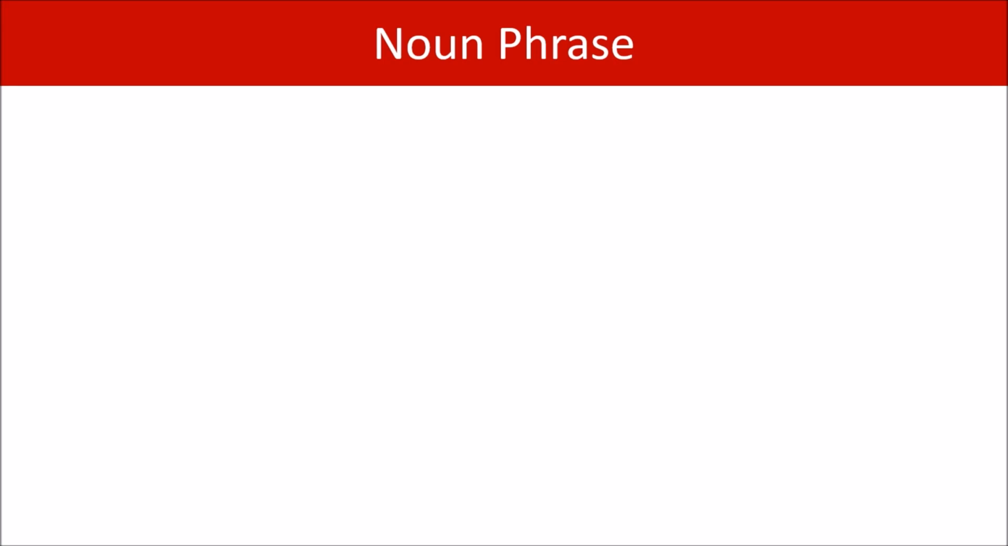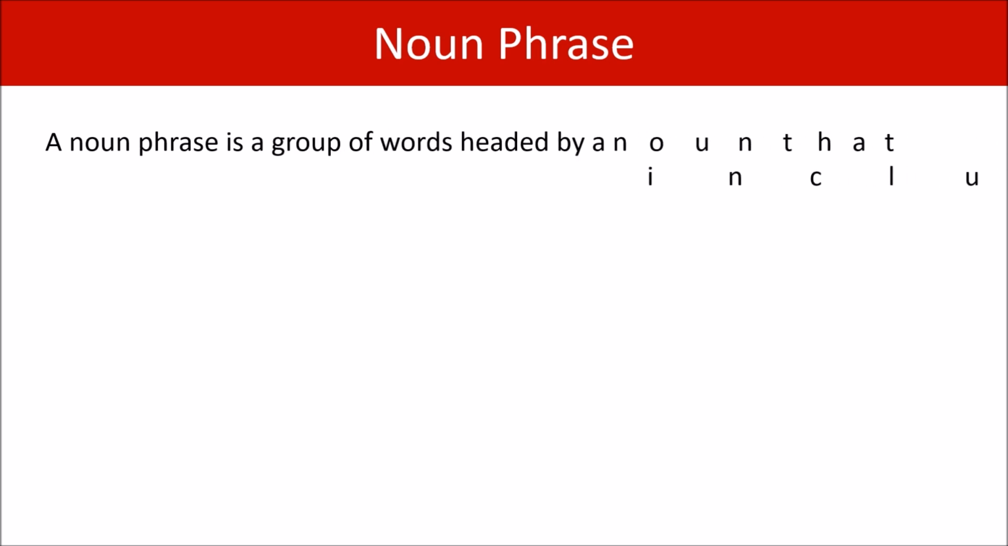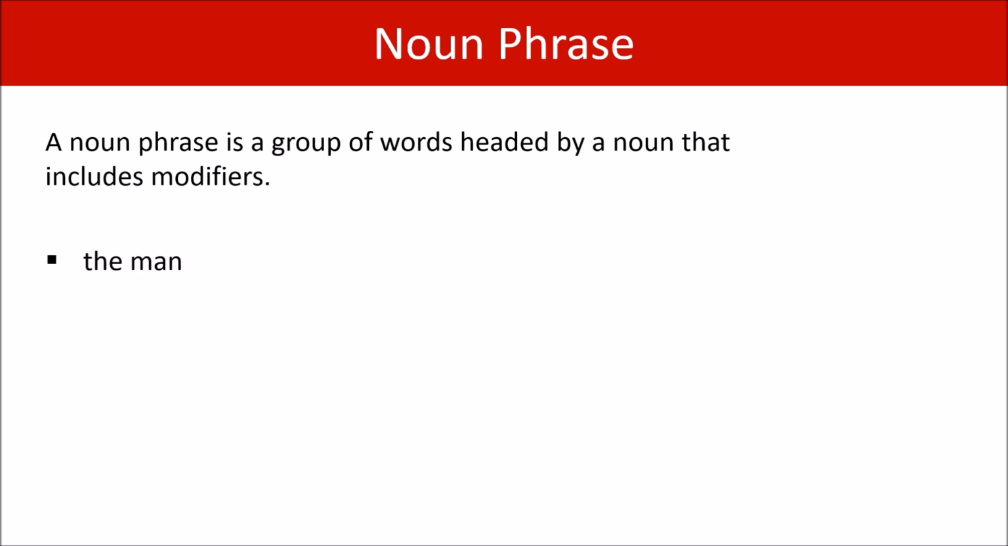In this video, we're going to discuss what we mean by the term noun phrase. Let's put up a definition. A noun phrase is a group of words headed by a noun that includes modifiers. So this is a simple example of a noun phrase, the man. It is headed by the noun man, and the word the is a modifier. It modifies the noun.